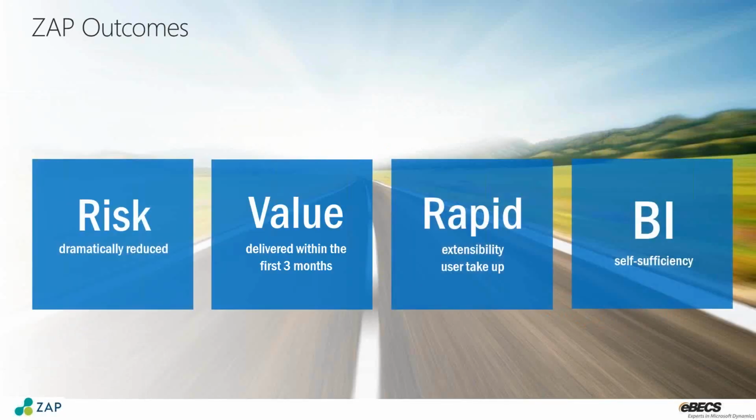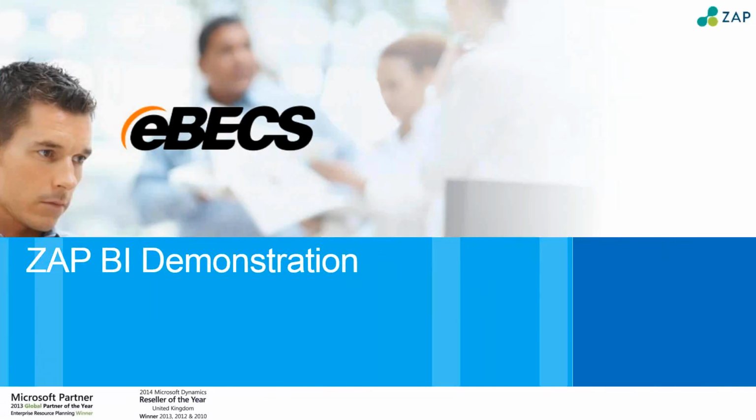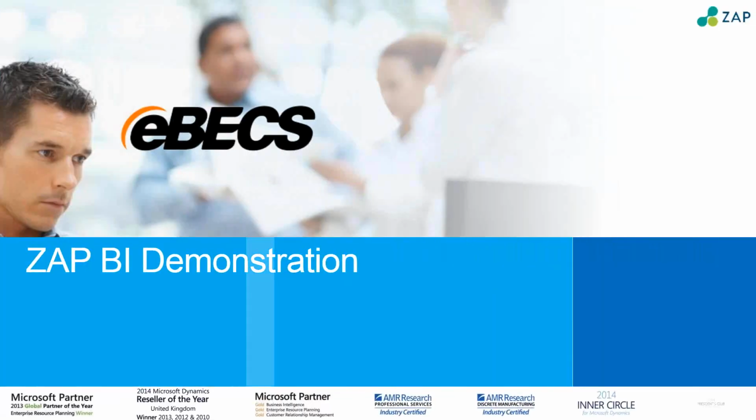Really, it's 4 elements that, for me, show the value of the proposition from ZAP. That's a reduction in risk, the increased time to value via a rapidly extensible model, and really that ease of end-user adoption and self-sufficiency of our customers. So I think that's enough slides from me. What I'm going to do here is get into the demonstration.